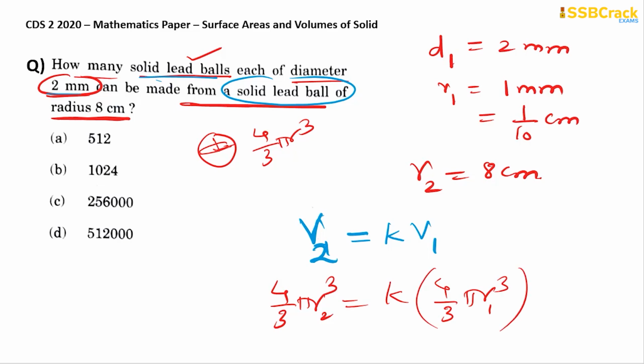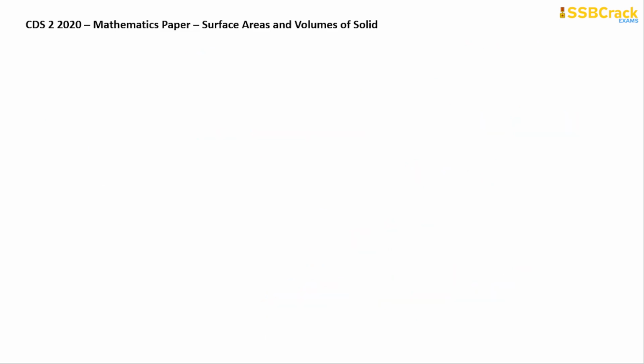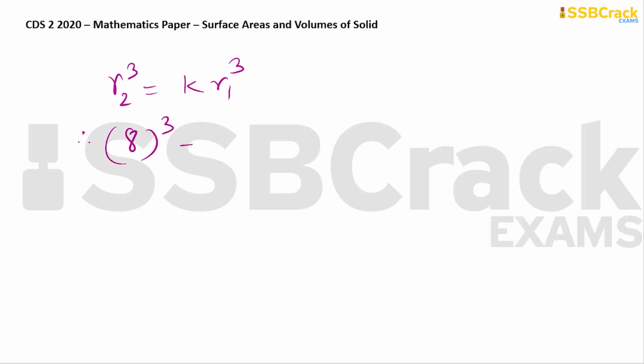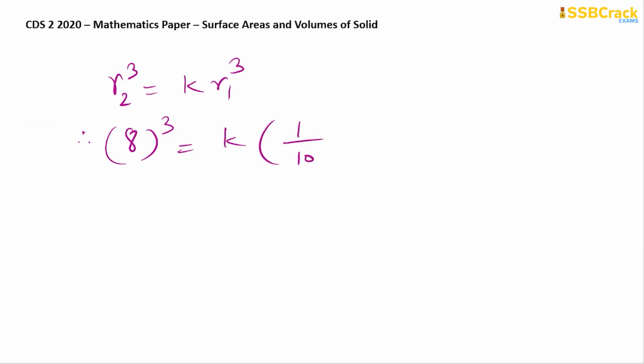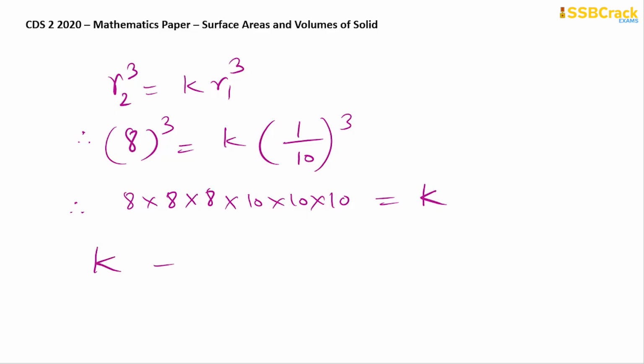Simplifying, 4 by 3 cancels from both sides and we remain with r2 cube equals k times r1 cube. We know these parameters. R2 was 8 centimeters, so 8 cube. R1 was 1 upon 10, the whole cube. Let's calculate. 8 cube is 8 into 8 into 8, and from the right hand side we get 10 into 10 into 10. This equals k, because 1 cube is 1.